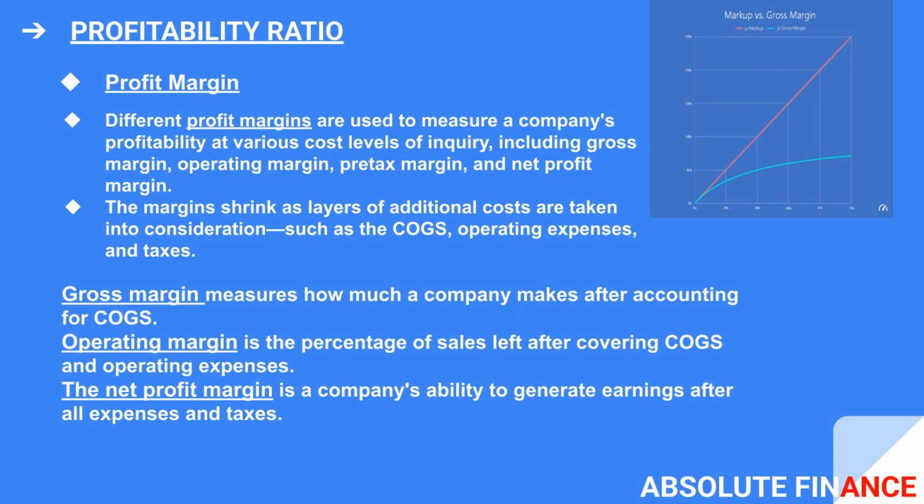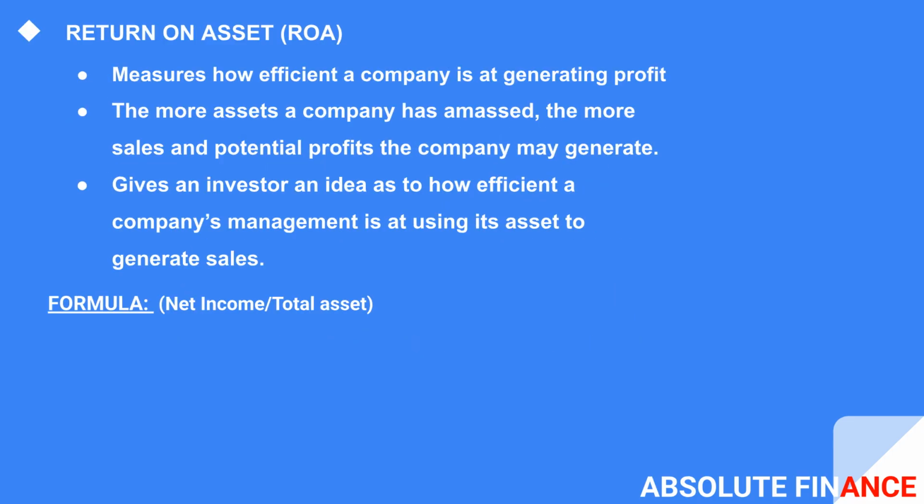Focusing on profitability ratios, we look at profit margin. Different profit margins, like gross, operating, pre-tax, and net profit margin, measure a company's profitability at various cost levels, with margins shrinking as more costs are considered. The return on asset, or ROA, measures how efficiently a company generates profit from its assets. A higher asset base can lead to more sales and potential profits. The formula for ROA is net income divided by total asset.